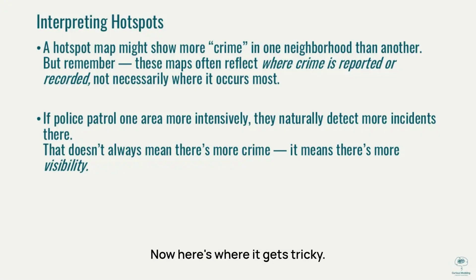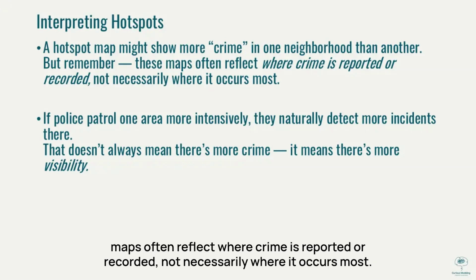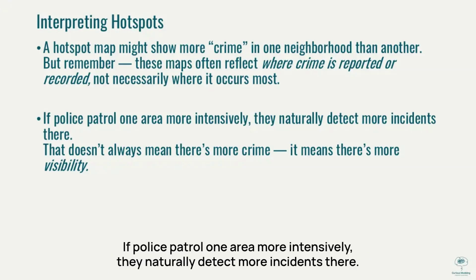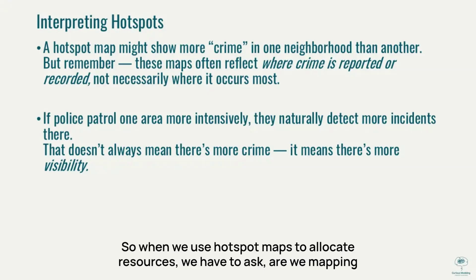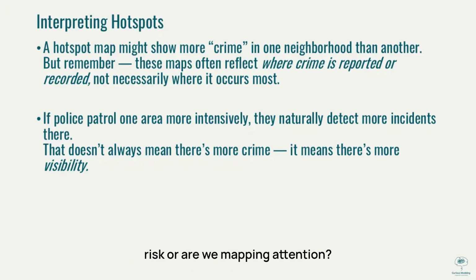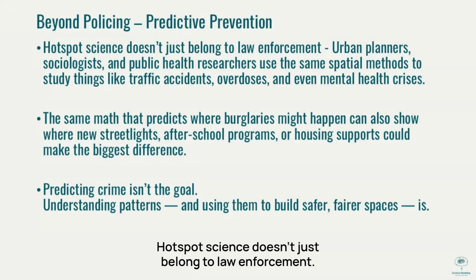Now here's where it gets tricky. A hotspot map might show more crime in one neighborhood than another. But remember, these maps often reflect where crime is reported or recorded, not necessarily where it occurs most. If police patrol one area more intensively, they naturally detect more incidents there. That doesn't always mean there's more crime. It means there's more visibility. So, when we use hotspot maps to allocate resources, we have to ask, are we mapping risk, or are we mapping attention?